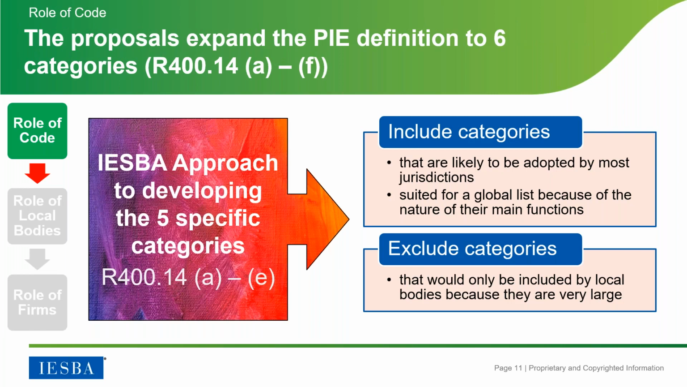So the proposal is to expand the PIE definition to 6 categories, which are set out in the requirement 14A to 14F. We set out to include those categories which we felt were likely to be adopted by most jurisdictions and were suitable for a global list because of the nature of their main functions. We determined to exclude categories that would likely, for example, be only included by local bodies because they're very large or for other idiosyncratic reasons. If you like, we played the 80-20 rule.